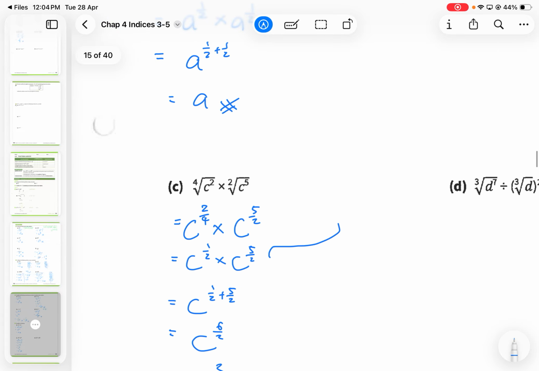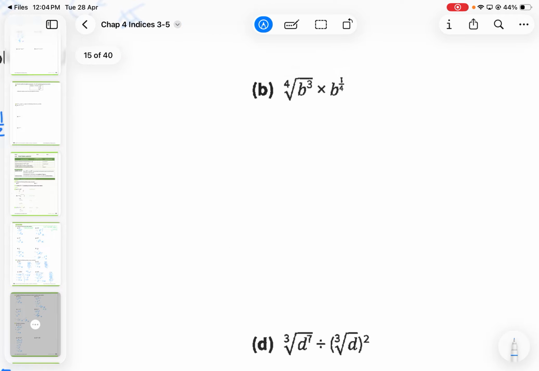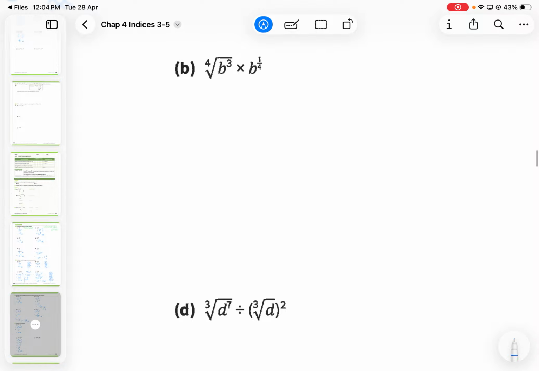Okay. Try the next one on your own. It may look complicated. Just do it one step at a time. What is the one that you should do first? Do. Each of the steps is not so difficult. Okay. Homework. Part B and Part D.